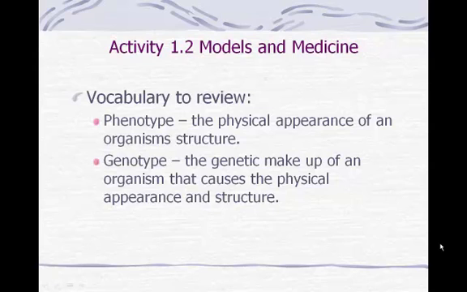Well, now we use a different kind of system to help us be more accurate, and that's called genotype. Genotypes are the genetic makeup of an organism that causes the physical appearance and structure in an organism. And here we can be a lot more accurate by looking at the genes that actually make up the structure.